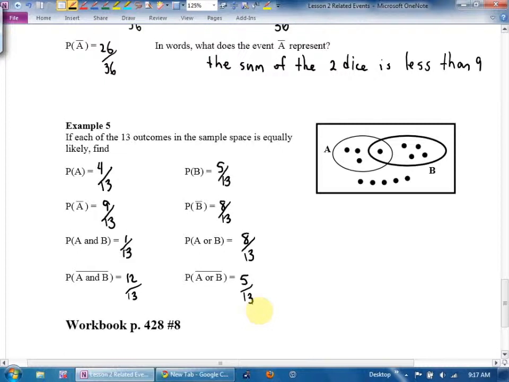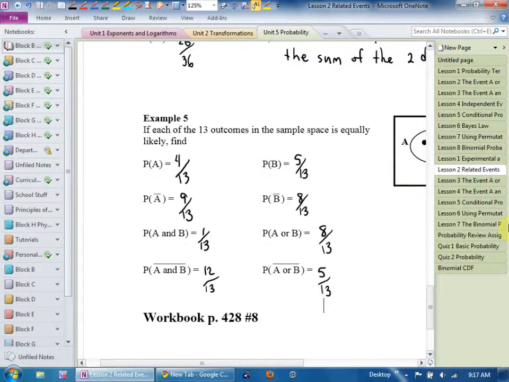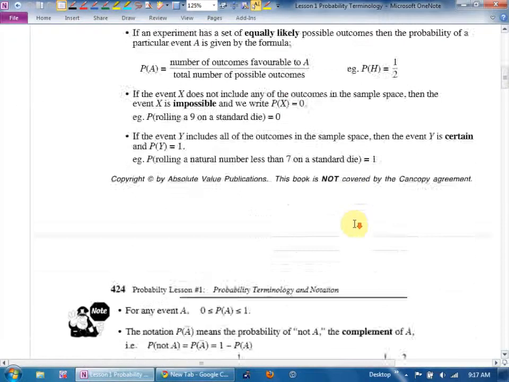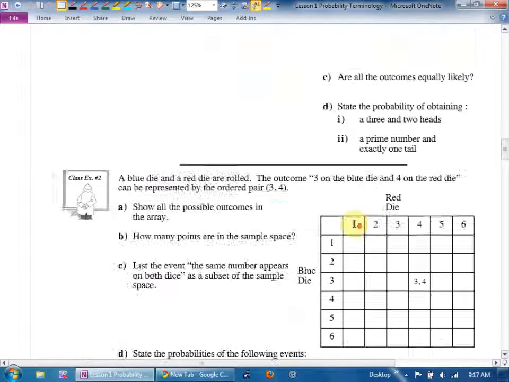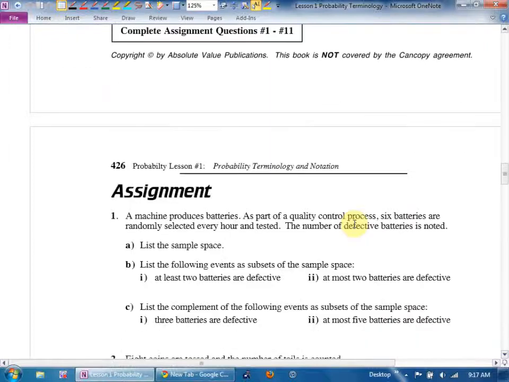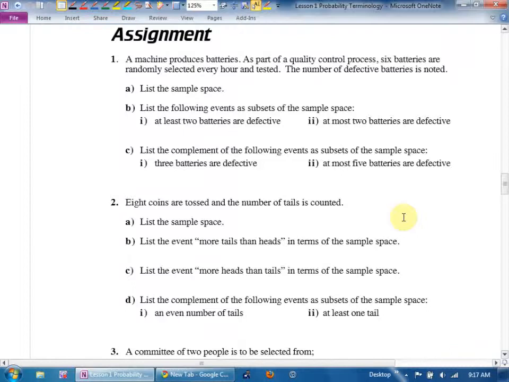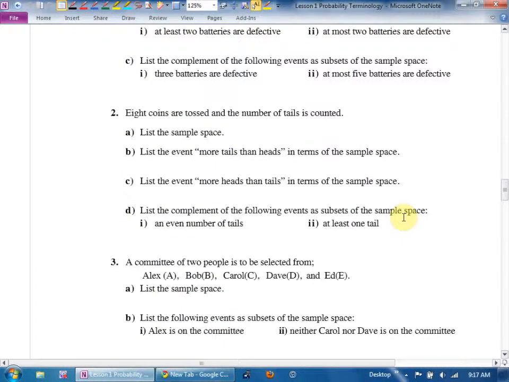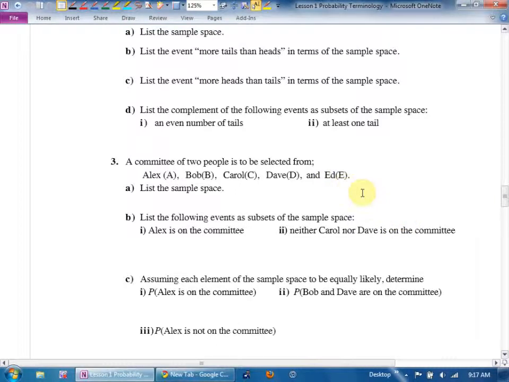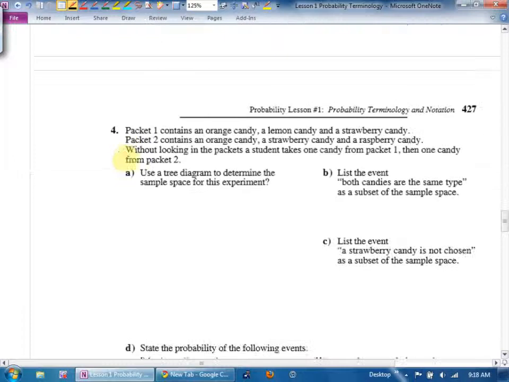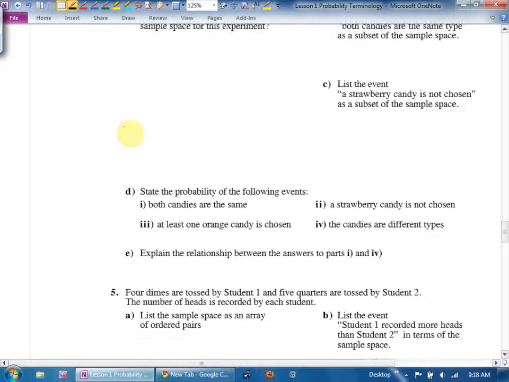Can you open your workbook, please, if you would be so kind as to page 426. Okay. I need to look at lesson one and see what I technically assigned at the end of the lesson. Three to four? Sure, three is good. Four is good. I said try number six. Let's see.